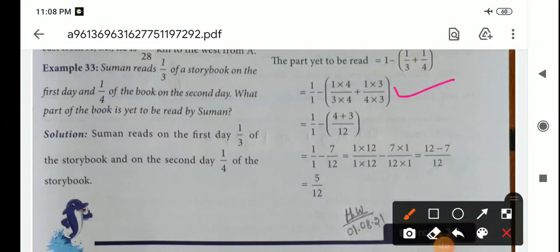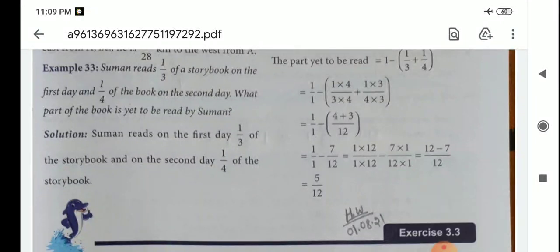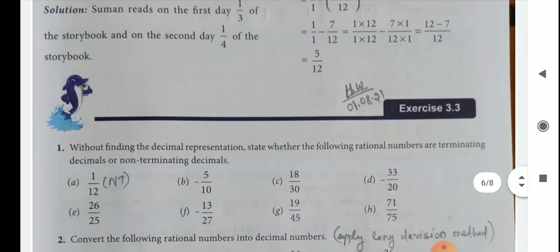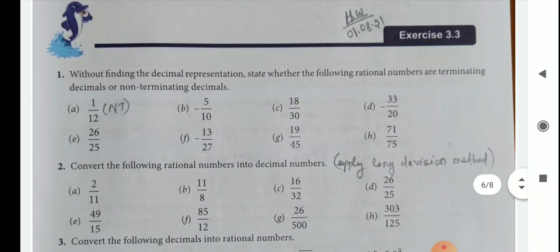First you add like this. Then you subtract, 1 by 1 we can write. Okay, so 5 by 12 is the answer. Clear all the examples? Then comes exercise 3.3.